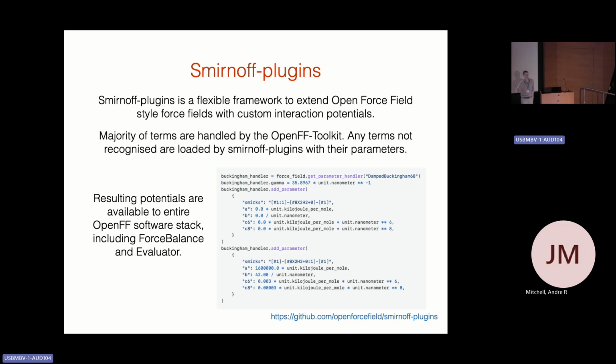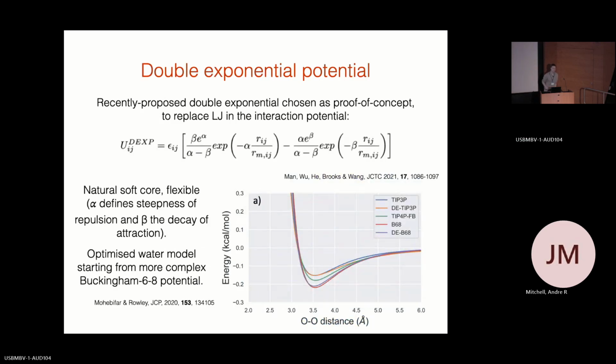So all of these force fields are then available to the entire Open Force Field software stack, including ForceBalance and Evaluator, so we can go away and optimize these parameters as well. As a proof of concept, we decided to have a look at this double exponential potential, which was in my talk title. This wasn't come up by us, it was suggested by these folks here. And as the name suggests, it's made up of 2 decaying exponentials, one positive at short range to model the repulsion, and one attractive to model the longer range attraction.